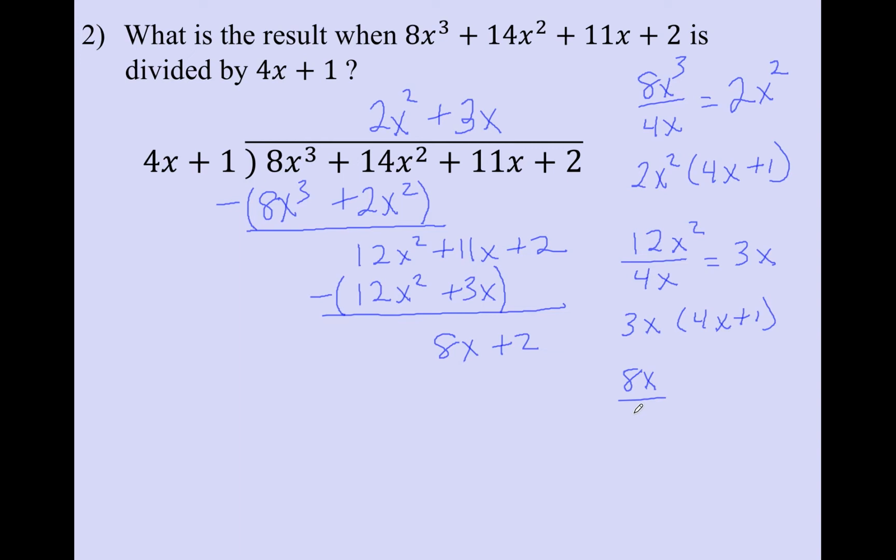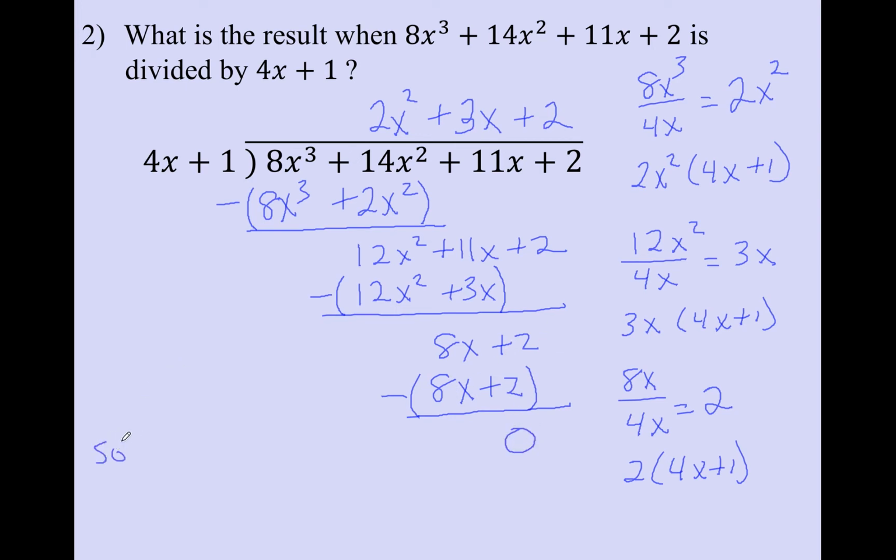Repeat the process. 8x divided by 4x equals 2. Bring that up here. Then we do 2 times 4x plus 1, which is 8x plus 2. Draw our line, parentheses, subtract. 8x minus 8x is 0. 2 minus 2 is 0. So our solution, the result, is 2x squared plus 3x plus 2.